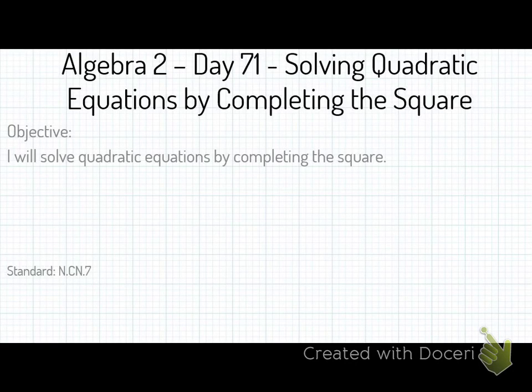This is day 71. We're going to be continuing to solve quadratic equations by completing the square. So now we're going to actually apply these to get the imaginary or complex solutions, which is an Algebra 2 standard. Okay. So just a quick reflection or review of everything we've learned so far.